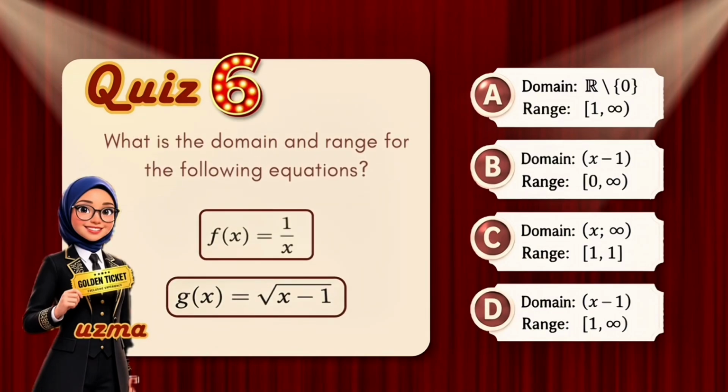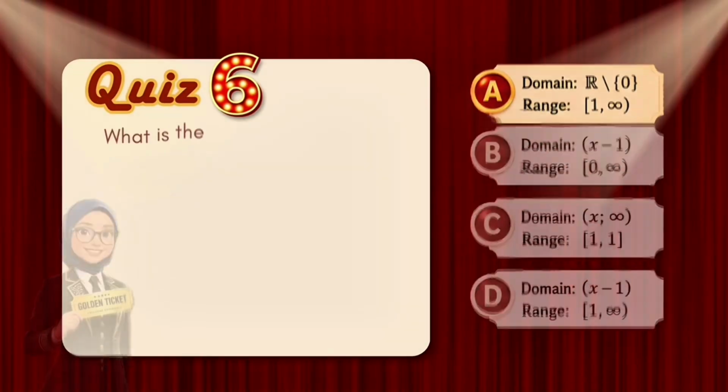Alright everyone, let us take a look and put our knowledge to the test with question 6. What is the domain and range for the following equations? f(x) equals 1 over x and g(x) equals square root of x minus 1. This question asks us to identify the correct domain and range for these functions from our choices on the right. And the correct answer is E.